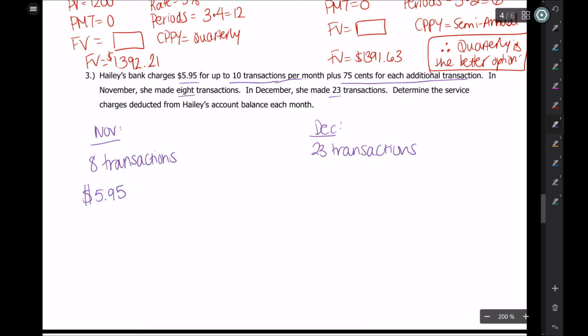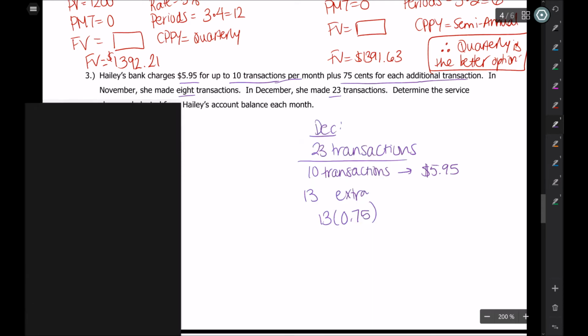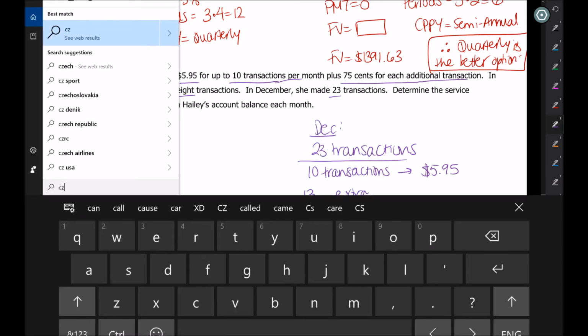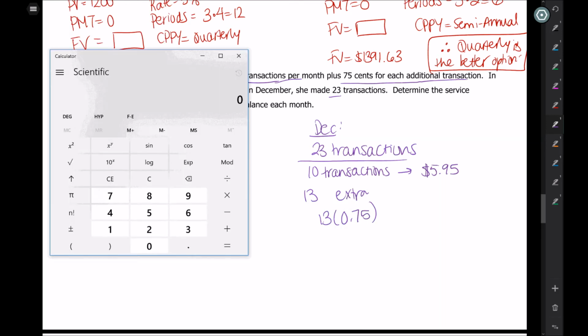Okay, but now for December, we've got 23 transactions. The first 10 are going to cost $5.95. So that leaves us with 13 more transactions, or 13 extra. And we know it's 75 cents each. So I'm going to take 13 and multiply that by 75 cents. So I'm going to find my calculator, and I'm going to multiply 13 by 0.75.